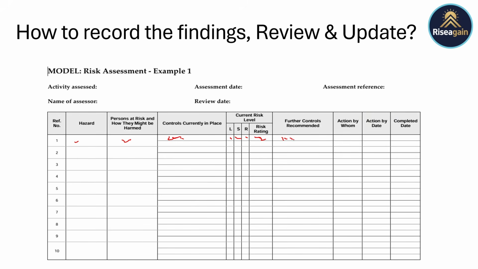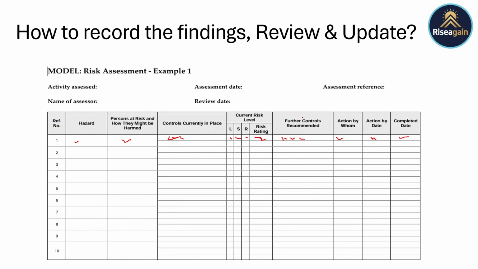What they need to do is provide proper PPE, lifeline systems, and proper access to the scaffolding. There should be overhead protection for the pedestrians, and proper signage should be there. The area should be barricaded. Who is responsible? The supervisor, the site engineer. Action date is immediate, by 1 or 2 days, and the completed date should be recorded.